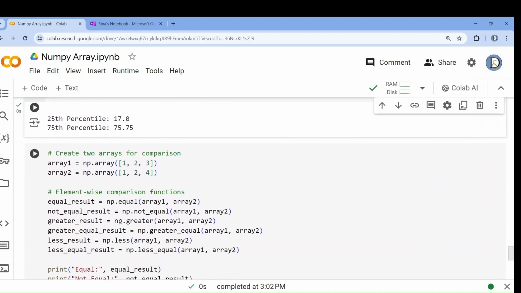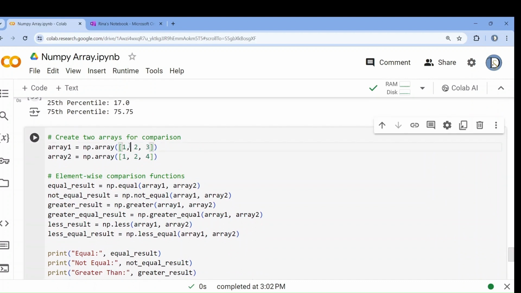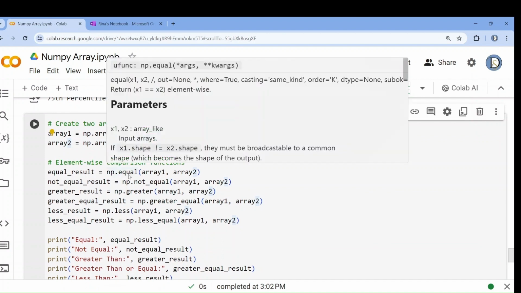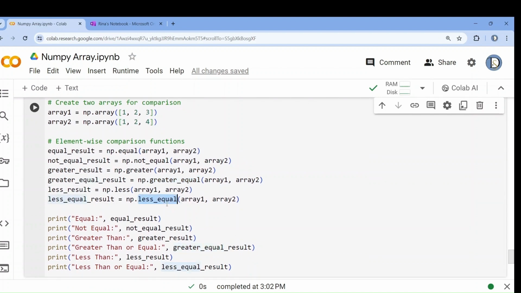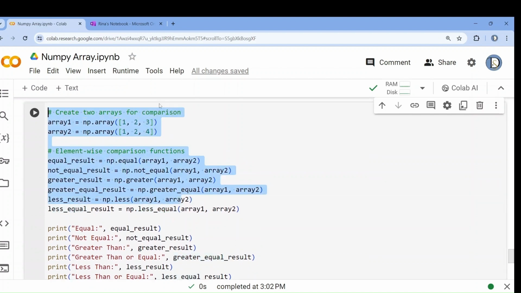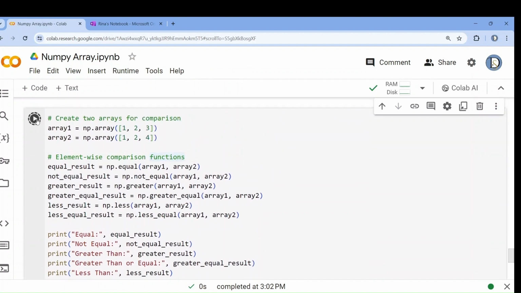Okay. Now next, the last one, array comparison. I have taken two arrays, 1 to 3, 1 to 4. Now I want to compare them. Just check whether they are equal by giving the equal function. Whether they are not equal by giving the not equal function. Greater, greater equal, less equal. Okay, simply use this function, pass these two arrays, and then if you try to print, it will show you the result. Let me show you.